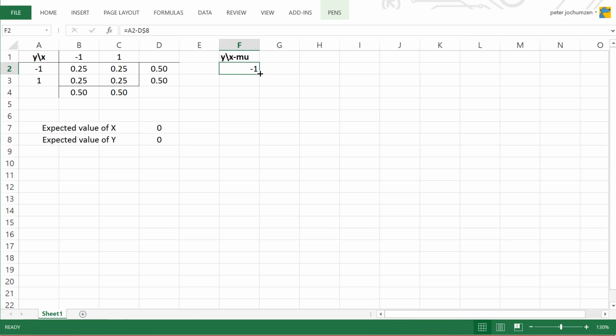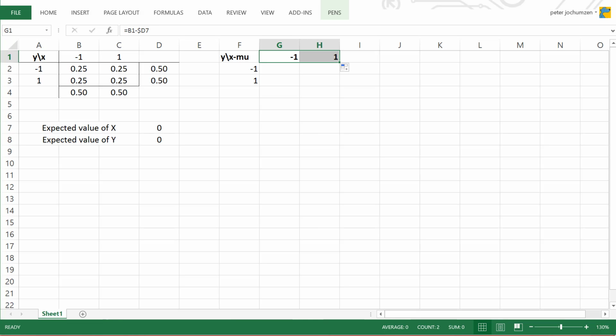So of course, since the expected value is 0, these values will be the same. Here I'll do the x value minus its expected value. So it's -1 minus, and the expected value is in D7. Do a $ sign on the D7. So if I copy that here.